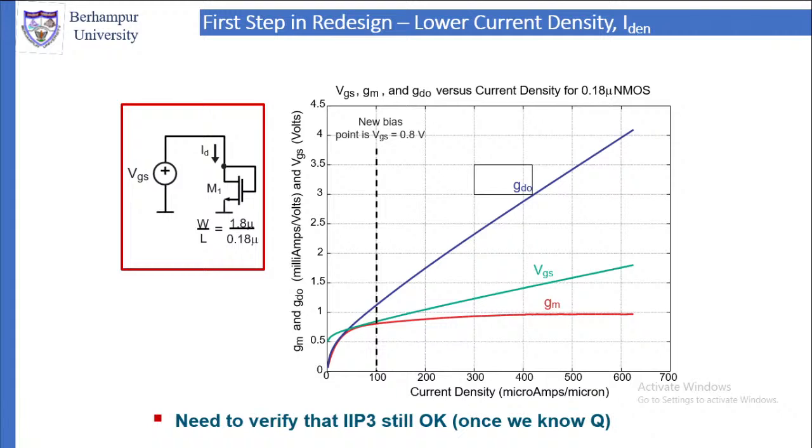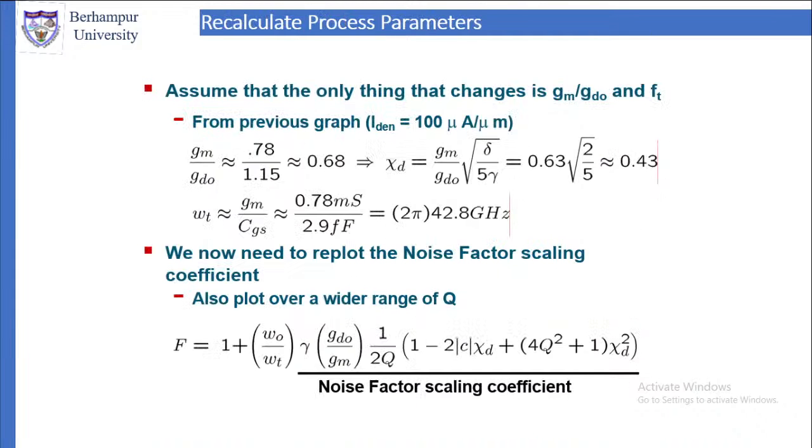Now we have to verify if IIP3 is still okay. To know that, we have to know what the Q is. So we are going to recalculate the whole process, all parameters we are going to recalculate. Current density is equal to 100 microampere per micrometer.